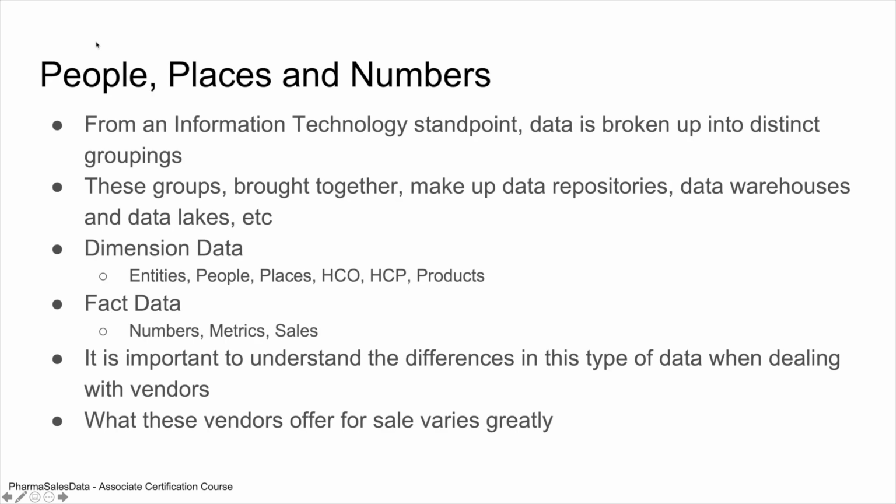We talked about this a little earlier: people, places, and numbers, the different types of data. From an IT standpoint, you have your dimension data and your fact data. And just to reiterate again, dimension data is entities: people, places, products. So your healthcare organizations and your healthcare providers are dimension data. Then you have your fact data, which is your numbers, your metrics, your sales data, your calls data, the sample drops, things like that. It is important to understand the differences in this type of data when dealing with vendors, because some vendors sell dimension data, some sell fact data, and some sell both.